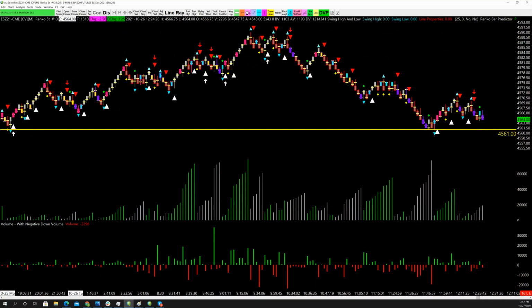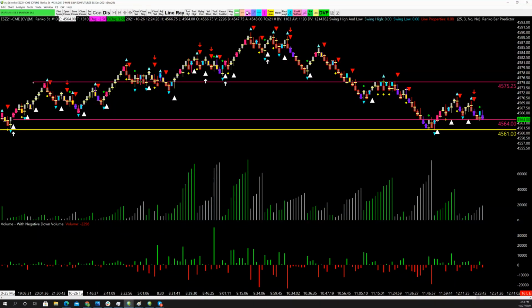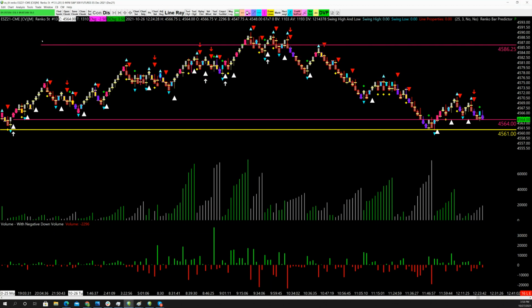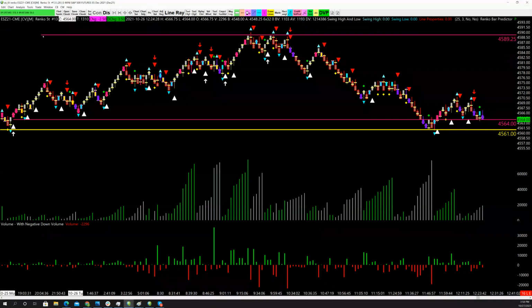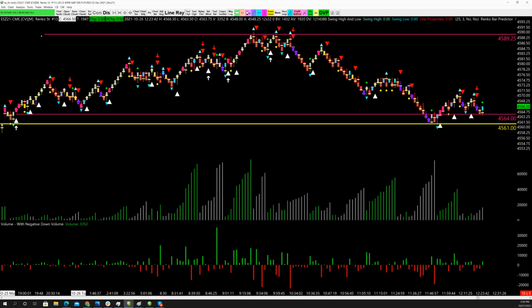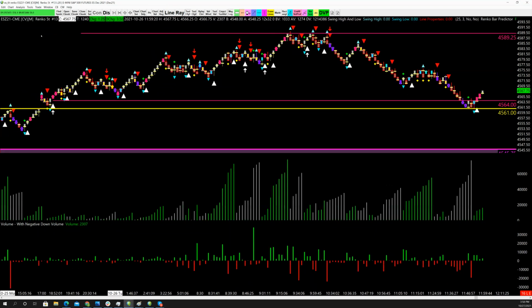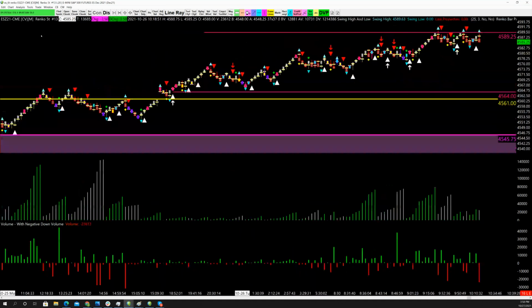Okay, our line in the sand yesterday was 45.64. That was our first area where we were like, hey, this is where. And the second one was 45.89. So when we look at those two areas, obviously we opened and held above 45.64.